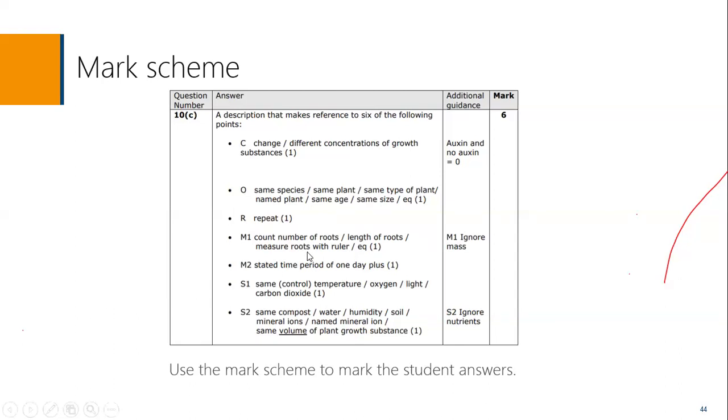And again, it's count the number of roots or the length of roots or measure with a ruler. You can't measure the mass of the roots in a growing plant, so ignore that. They don't lose a mark for it, but they don't get credit. And again, what you're keeping the same: temperature, oxygen, light, so an abiotic variable, and then a biotic variable. Ignore nutrients. It needs to be mineral ions or a named mineral ion.